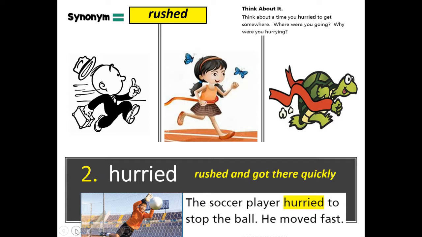So again, to hurry is the verb, and hurried is past tense of hurry. So think about a time you rushed to get somewhere. Where were you going and why were you rushing or why were you hurrying?